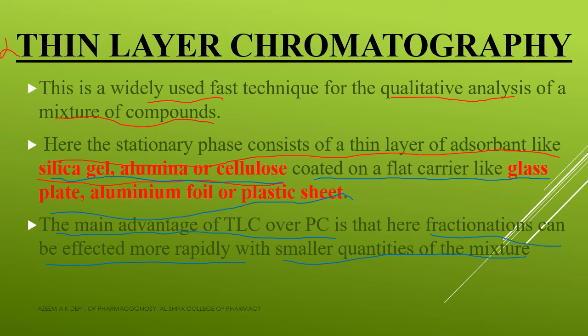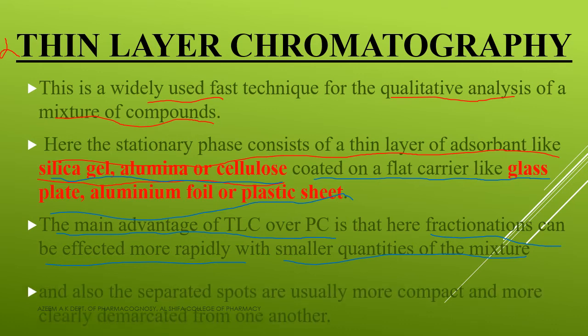Clear? So thin layer chromatography is the most widely used as well as the fastest technique, and it is used for the qualitative analysis of a mixture of compounds. Here, the stationary phase is composed of a thin layer of adsorbent like silica gel, alumina or cellulose, and it is coated on a flat carrier substance like glass plate, aluminum foil, plastic sheet, etc. The major advantage of thin layer chromatography over paper chromatography is that the fractionation can be affected more rapidly with smaller quantities of mixture.